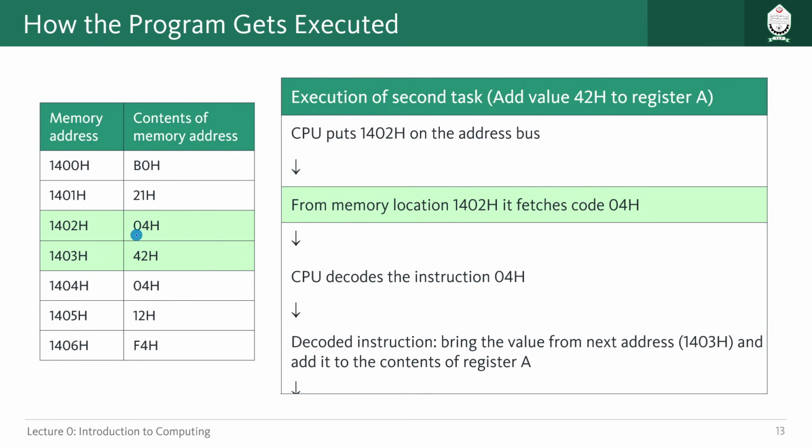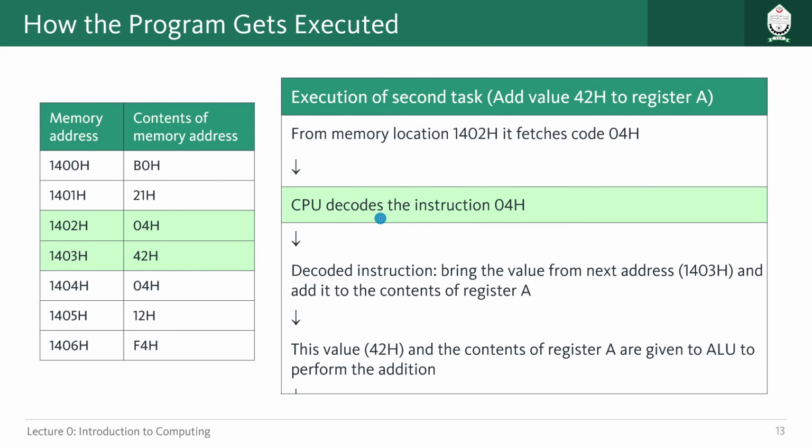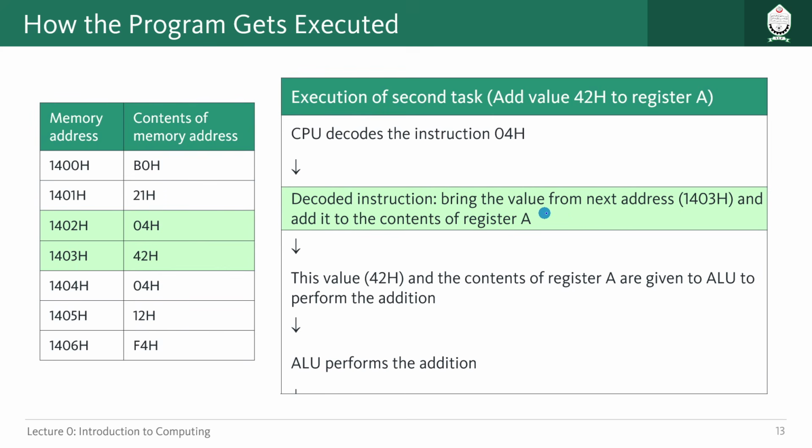This is the instruction. So after getting this data, the CPU will try to decode this instruction with the help of the instruction decoder, and the decoded instruction is: bring the value from the next address, which is 1403H, and add it to the contents of register A, right? The CPU will instruct the control circuitry to do the necessary things so that this function is done, right?